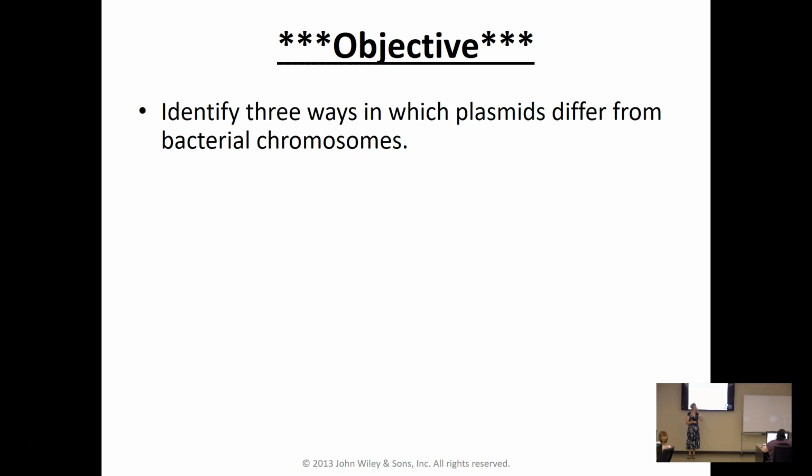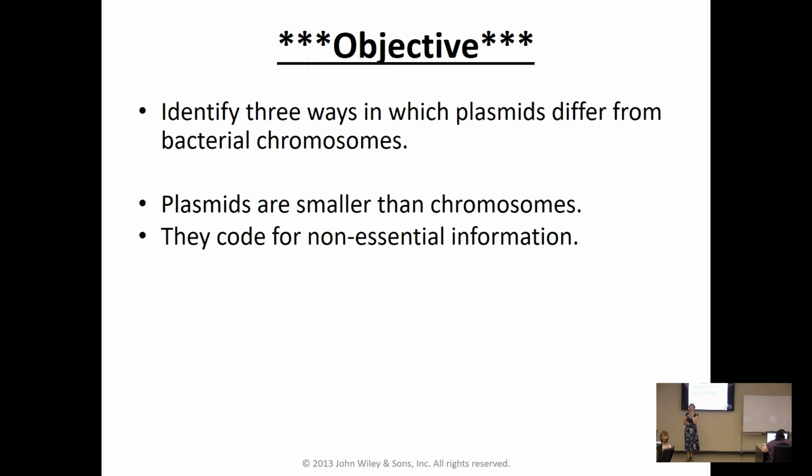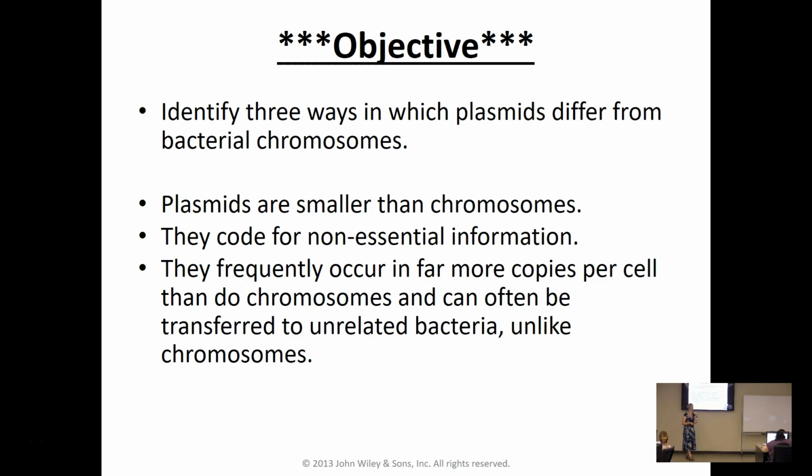So there are three ways in which plasmids differ from bacterial chromosomes that are important as we continue our genetic discussion. Anyone remember one thing, just in the picture alone? Size. Plasmids are smaller, right? Do all bacteria have plasmids? No. Do they contain information that a cell has to have? Of course not, because not all of them have it. So they're smaller than chromosomes. They code for non-essential information, which means you don't have to have it. But they're kind of like a bonus, right? Because they could code for stuff that we don't necessarily want them to have.